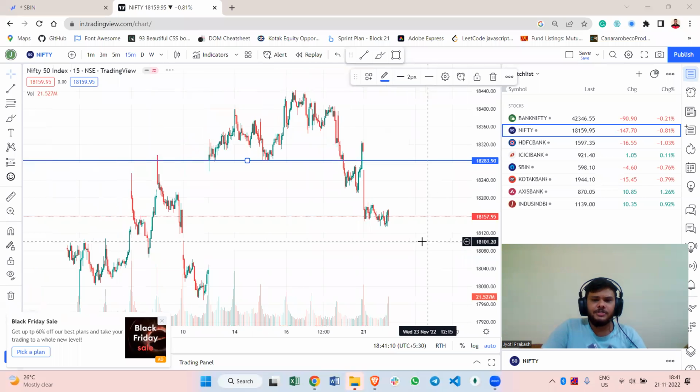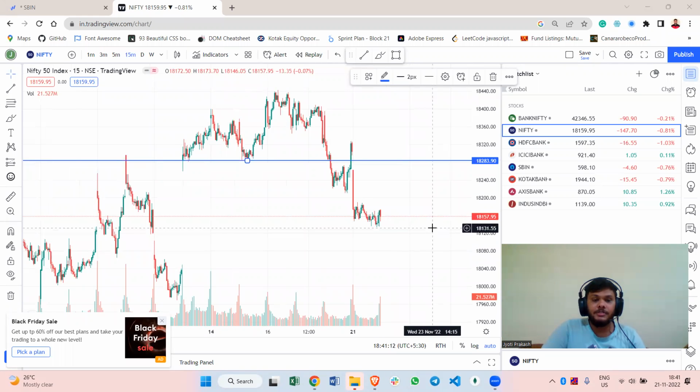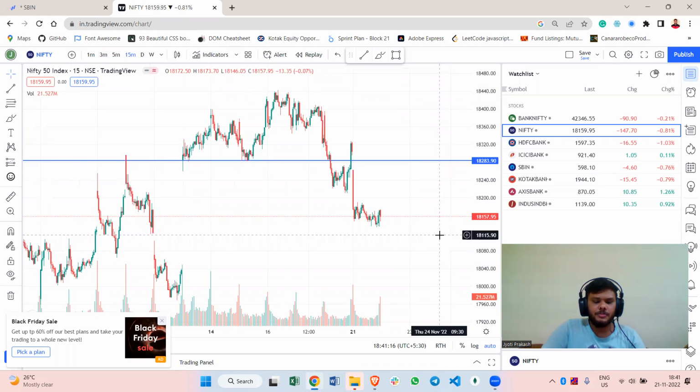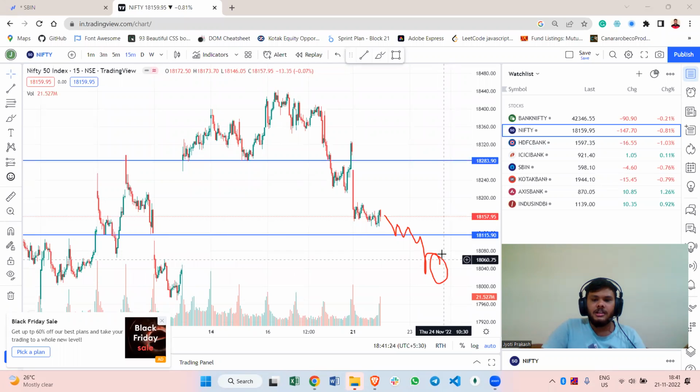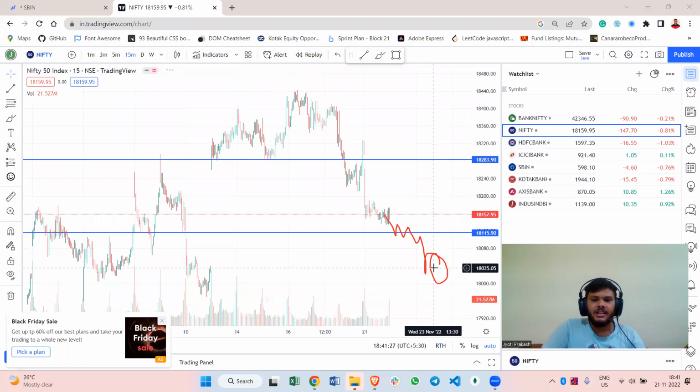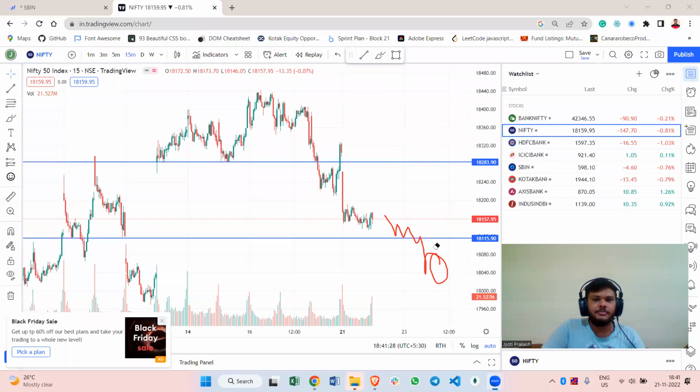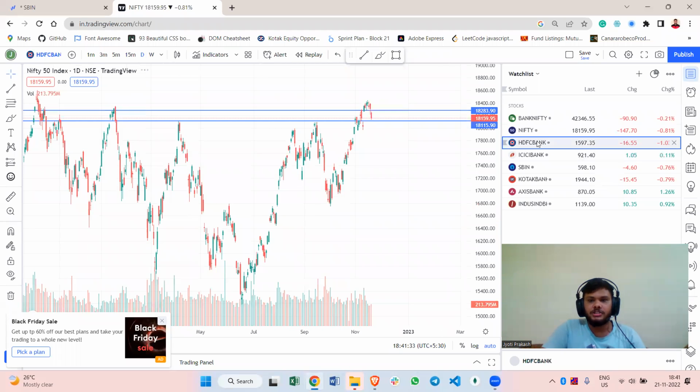It may happen that it opens gap down. So if it opens gap down and if it closes below 18,120 or 18,100, and after that if it shows any negative scenario there, then you can expect some selling pressure here, and our target will be 18,000 round level. Okay, and that's it for Bank Nifty and Nifty. Now let's look into Bank Nifty components.